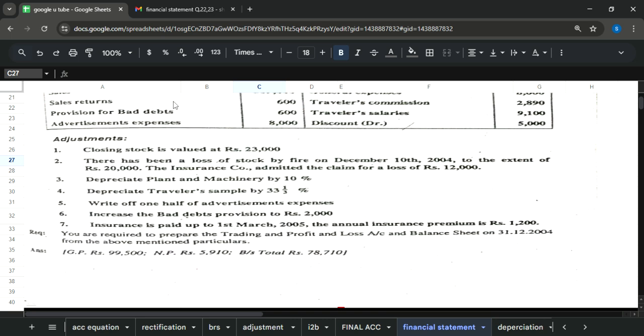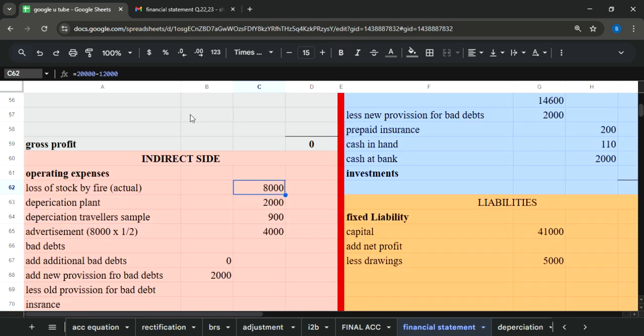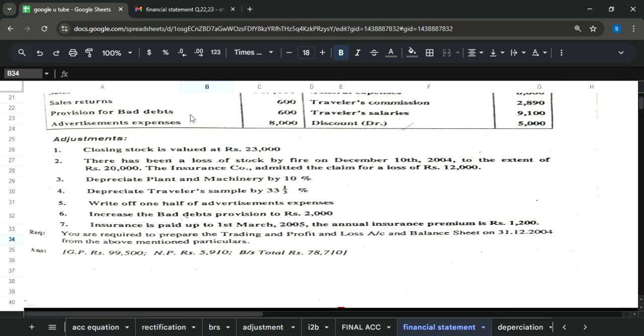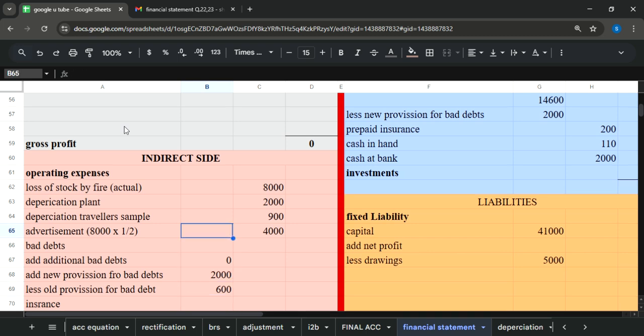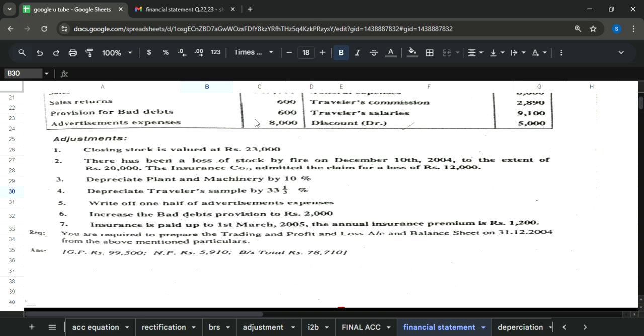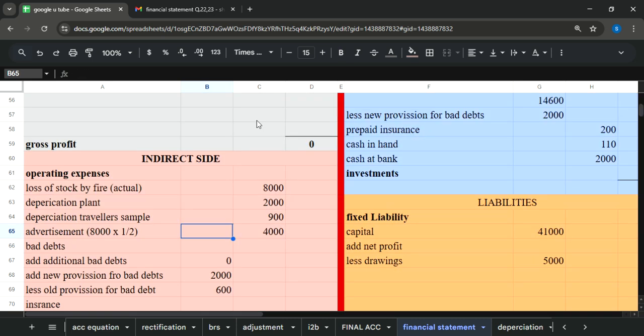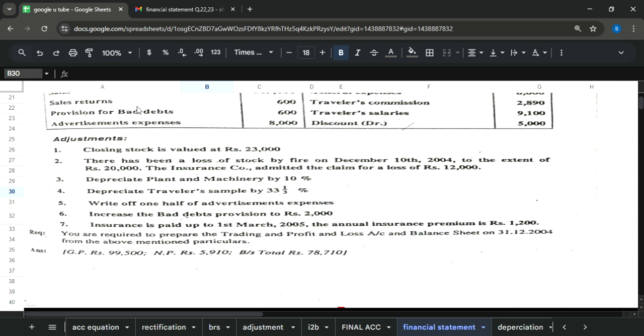Next, after sale return we have provision for bad debt. This is your old provision. We have already reserved a place over here. Amount is 600. Look at here, provision for bad debt 600. Then advertisement 8,000, and I think we have mentioned it. Okay, already done, because you can see that advertisement was 8,000 and we have adjusted just 4,000 because half was written off. Alright, it means advertisement is not needed to be written over here.